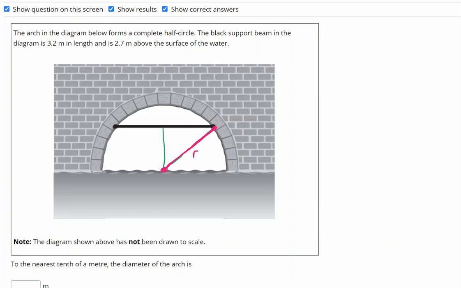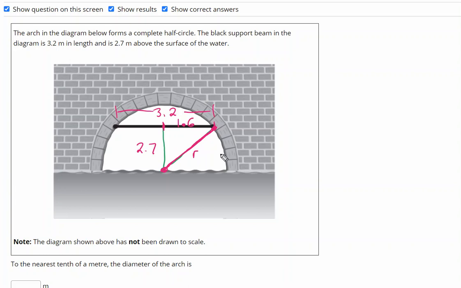What do we know here? It says the black support beam in the diagram is 3.2 meters in length, so that's the whole thing, 3.2 from there to there. That's going to be the key. And it's 2.7 above the surface, so this is 2.7. I'd like to figure out the distance from here to here, which would be half of 3.2, so 1.6. Now we're good.